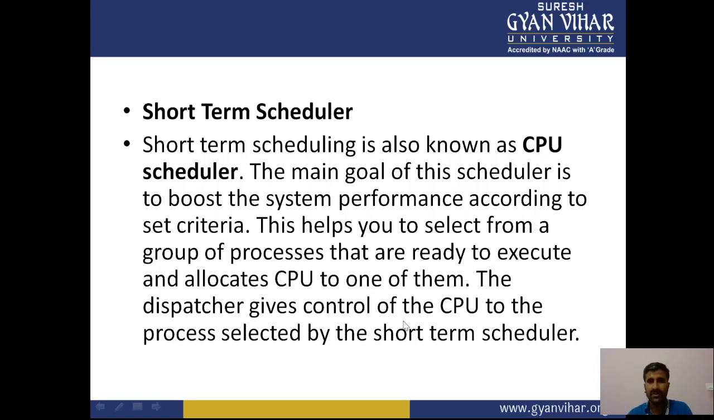The short-term scheduler is also known as the CPU scheduler, a very important point. The main goal of this scheduler is to boost the system performance according to a set of criteria. According to the criteria, it can select which process is to be executed. This helps you select from the group of processes that are ready to execute and allocate the CPU to one of them. The dispatcher gives control of the CPU to the process selected by the short-term scheduler.